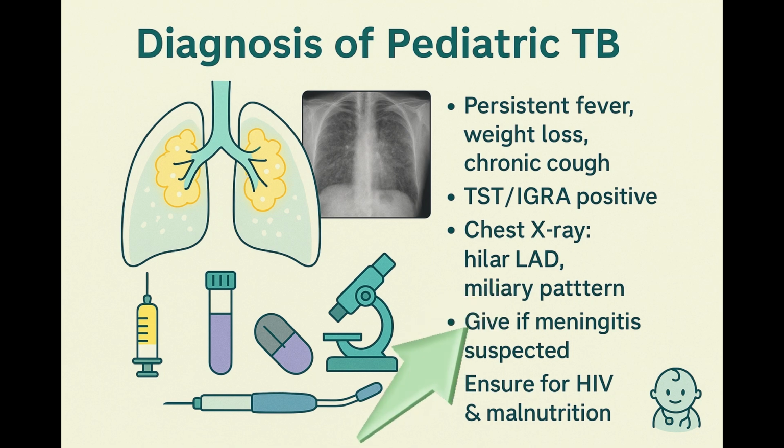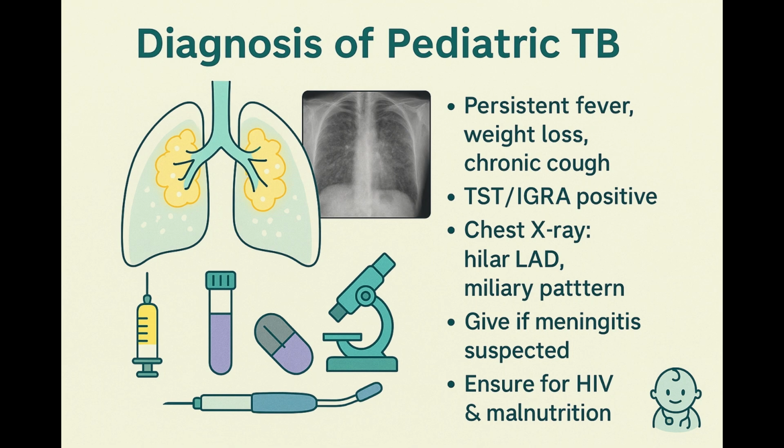If the child has vomiting, irritability, seizures, bulging fontanelle, or altered mental status, think tuberculous meningitis and always perform a lumbar puncture immediately. Early diagnosis here saves lives. And always assess for HIV and malnutrition because both sharply increase the risk of severe and disseminated TB.